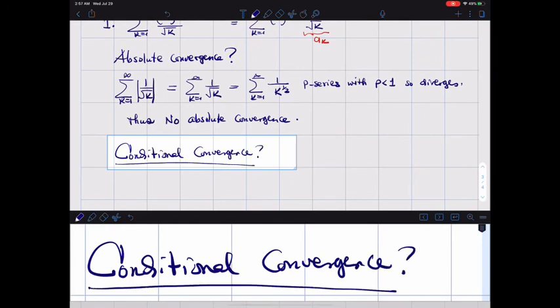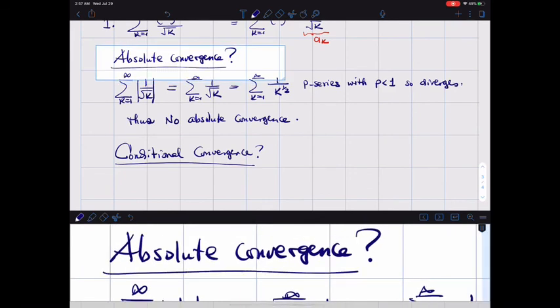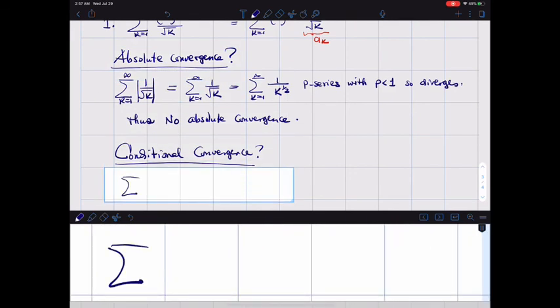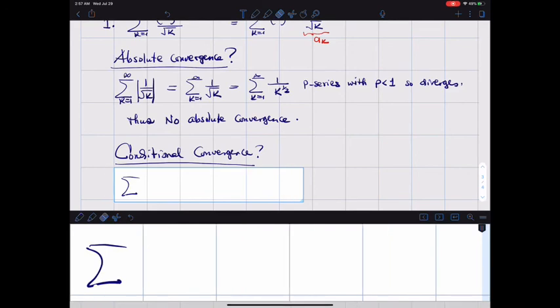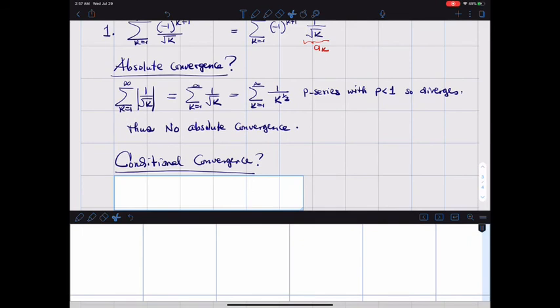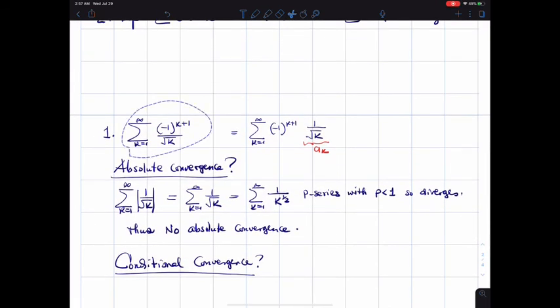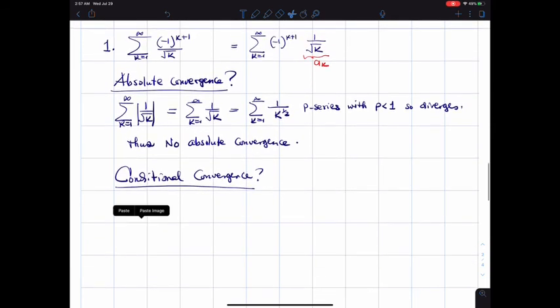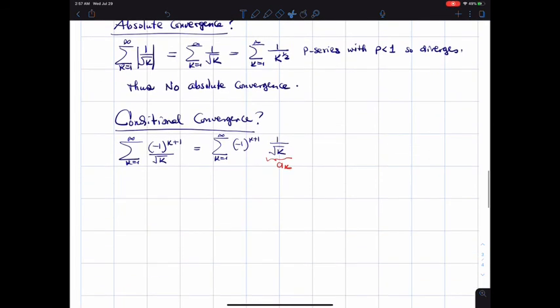That means if we can just show that the original alternating series converges, then we obtain conditional convergence. So our original series, I'm going to copy and paste. Let's not get carried away writing a whole bunch of stuff. So we have our a_k.